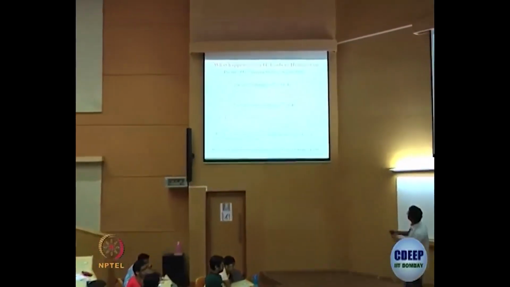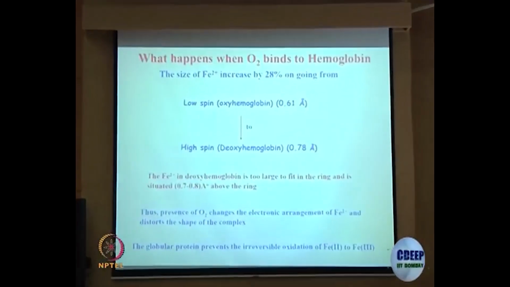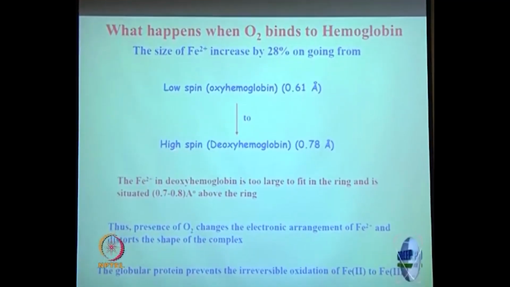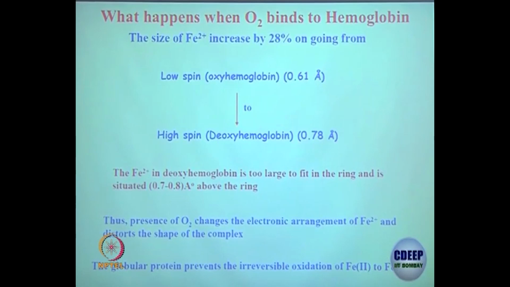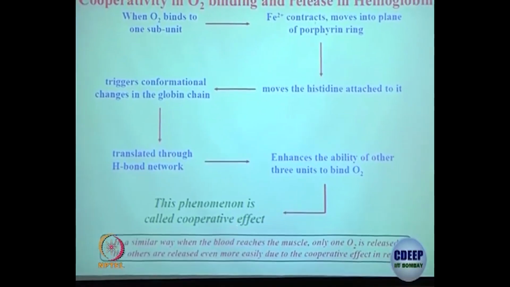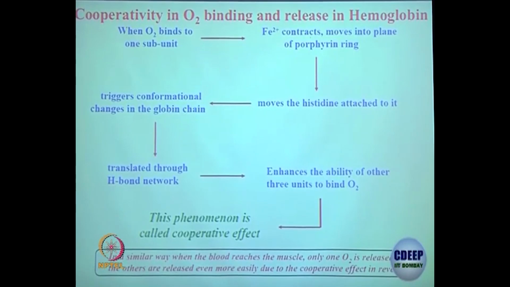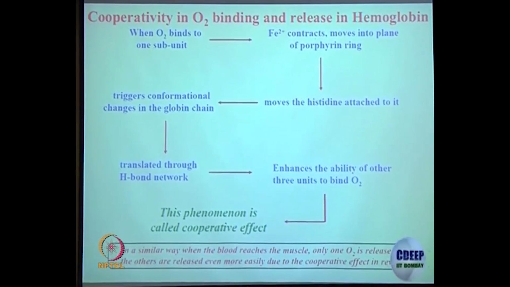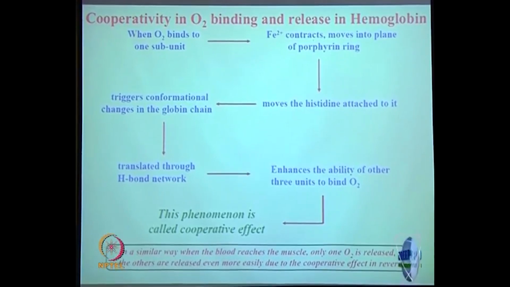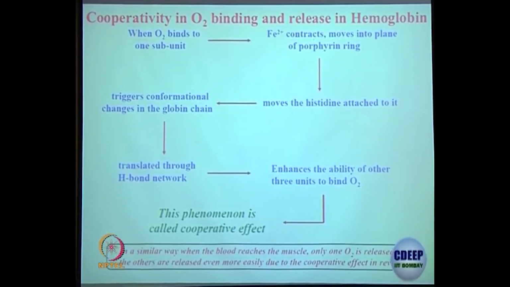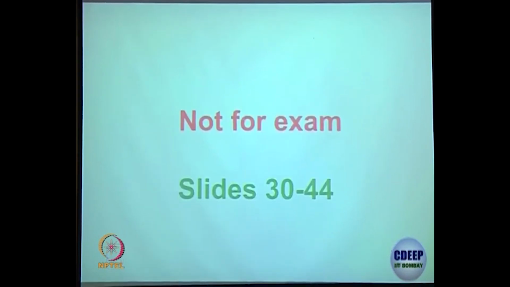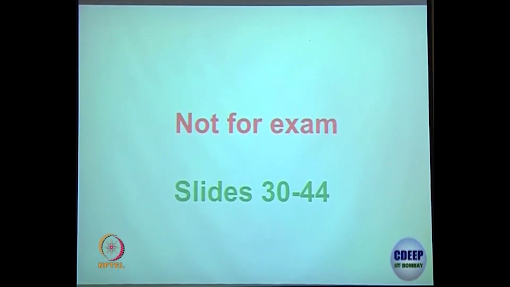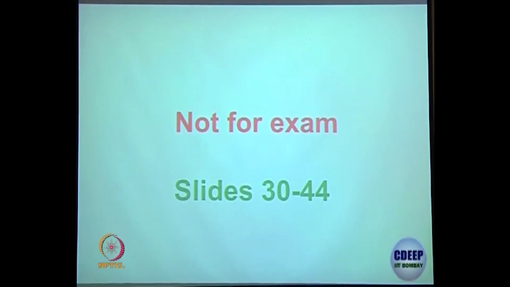Now, what happens when oxygen binds to hemoglobin? I think I have discussed already. High spin goes to low spin. All the information is covered. This phenomenon is called cooperativity. For your exam purpose, these are the slides, exactly the same thing that I have said. You read it. Now, there are some slides that I will take 5 to 10 minutes to discuss. This is for your general understanding.